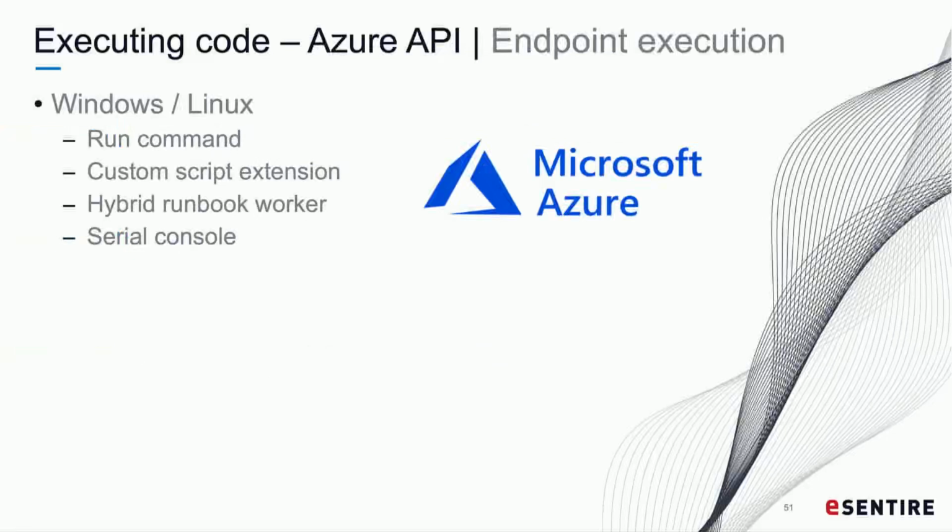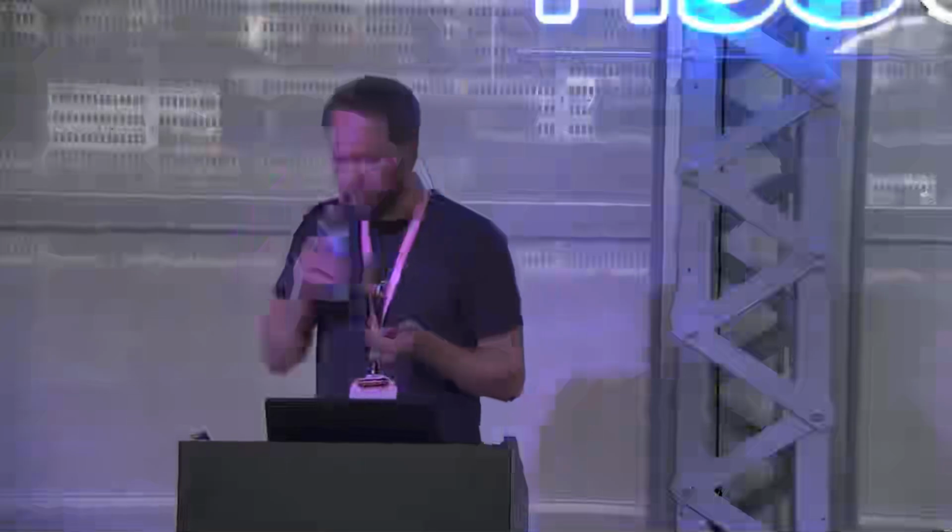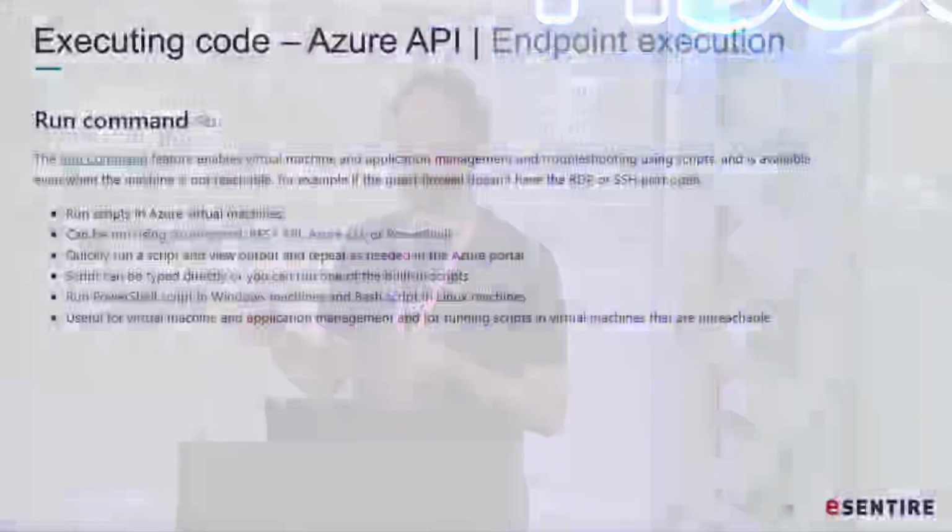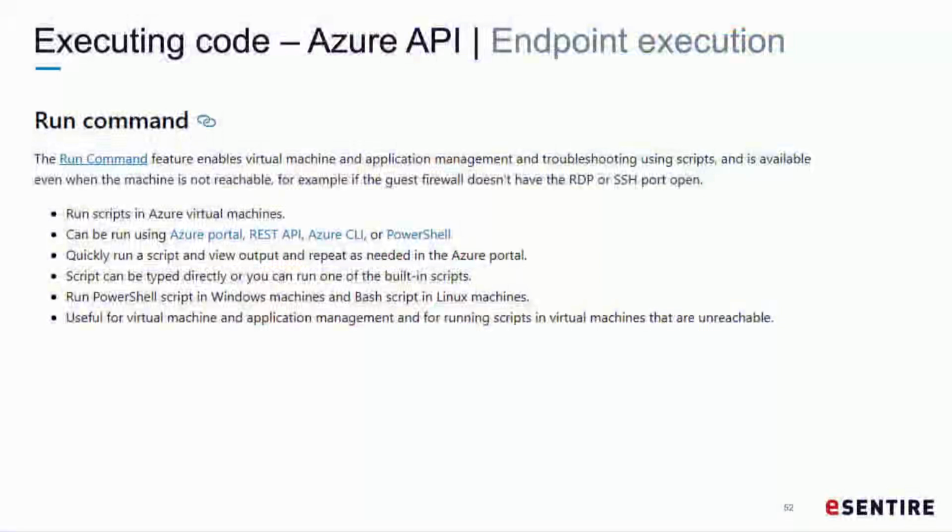So in the Microsoft Azure space, what are the main ways that you can execute code from API? There's run command, there's custom script extension, there's hybrid runbook worker, and serial console. We're specifically on this talk going to talk about run command and the custom script extension. Run command is a way to execute code across your VM infrastructure.